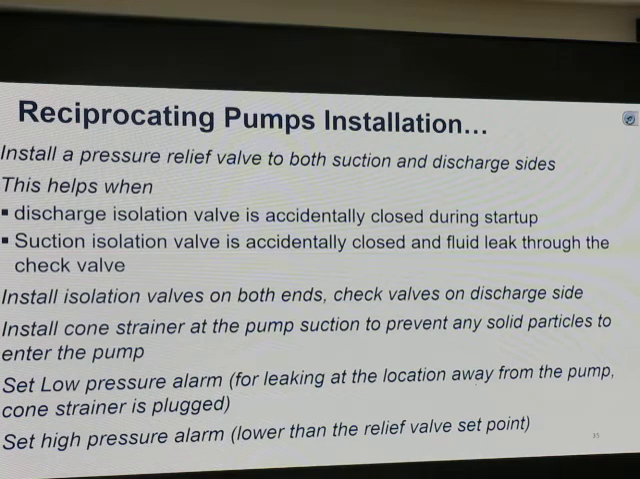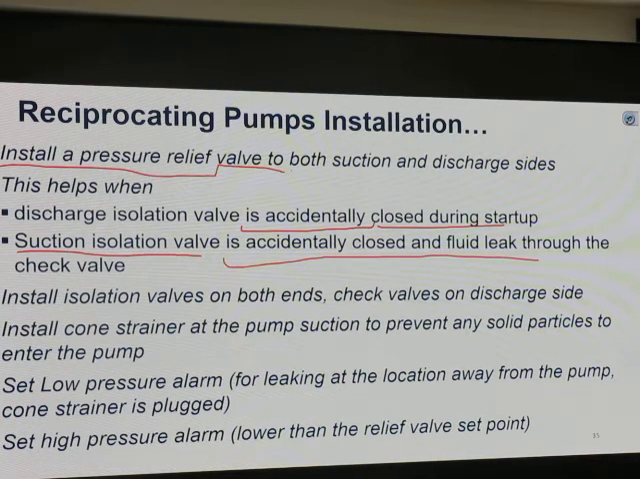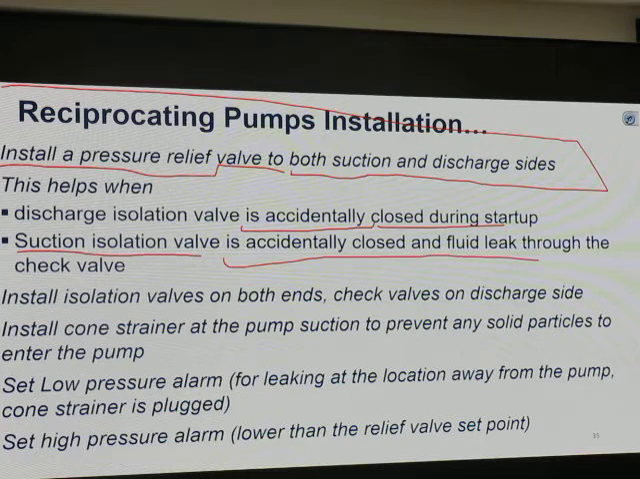Reciprocating pump installation. We have a discharge isolation valve and a suction isolation valve. Those can be accidentally closed during startup and cause a fluid leak. So we will need a pressure relief valve on both the suction and discharge sides. If it sucks but the suction valve is closed, what happens? Implode. So if the suction valve is closed and we try to suck, it implodes. If we try to push when it's closed, it explodes, or busts. So we install isolation valves.